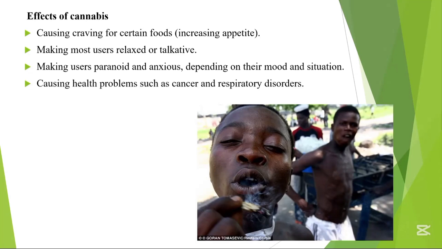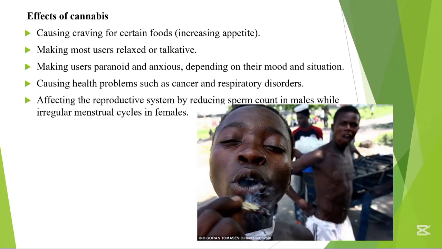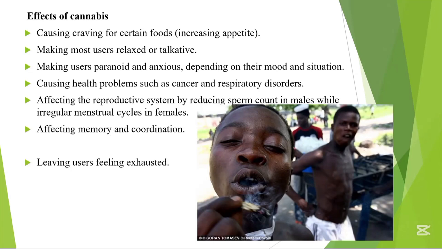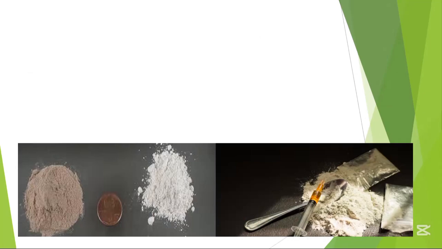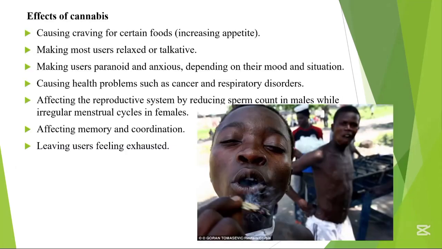Causing health problems such as cancer and respiratory disorders, affecting the reproductive system by reducing sperm count in males, while irregular menstrual cycles in females are also quite common. A lot of young people also have memory and coordination problems, leaving users feeling exhausted. You are just so tired. These are young people abusing cannabis.